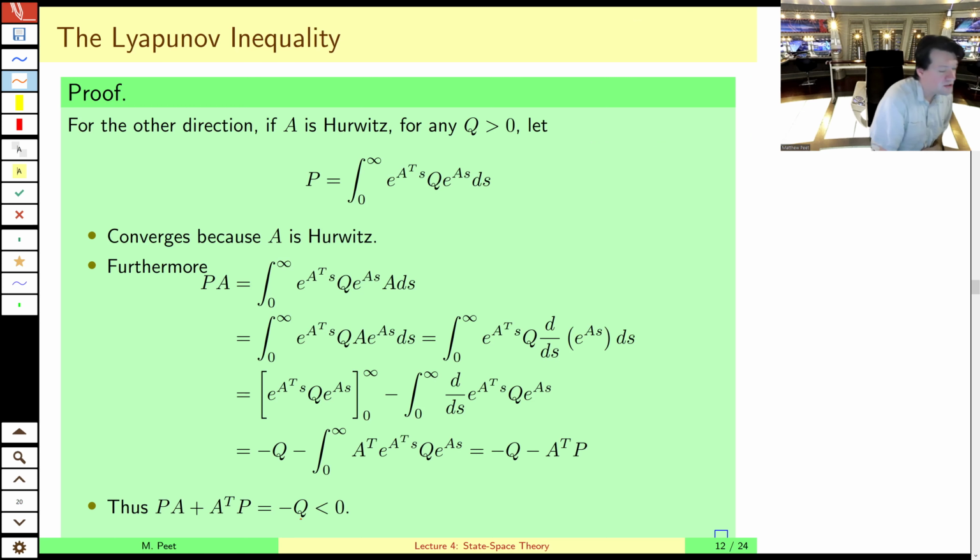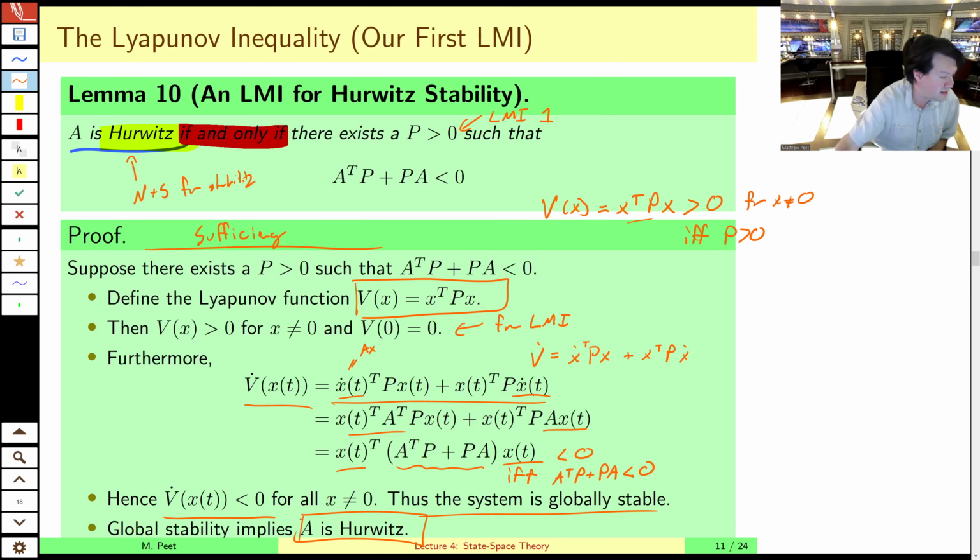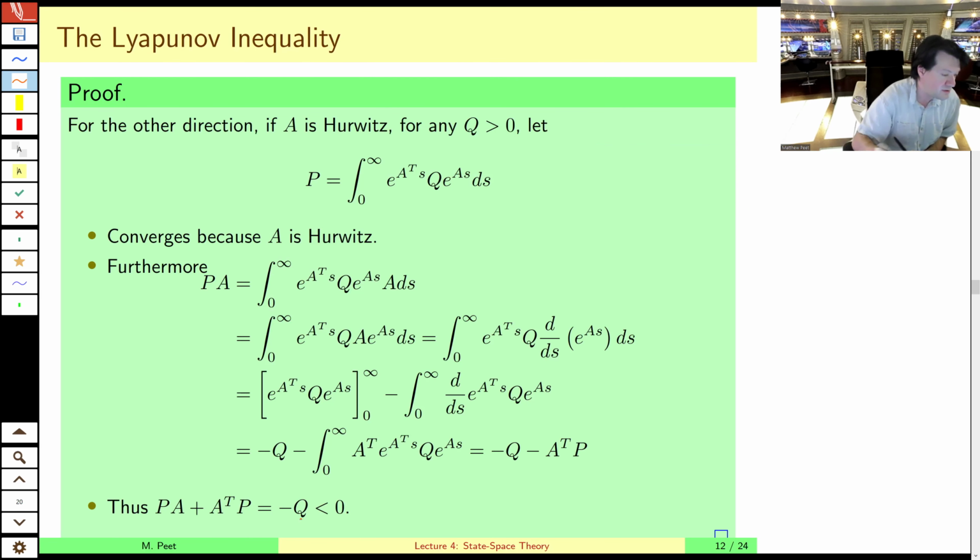The converse direction is also interesting, right? So here we didn't have Q. Let's say, for example, Q equals identity. So in that case, it doesn't matter. Q identity, the matrix is positive definite. Where do we get our Lyapunov function?